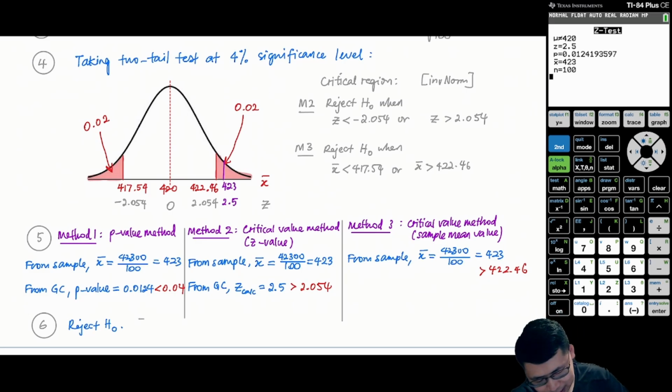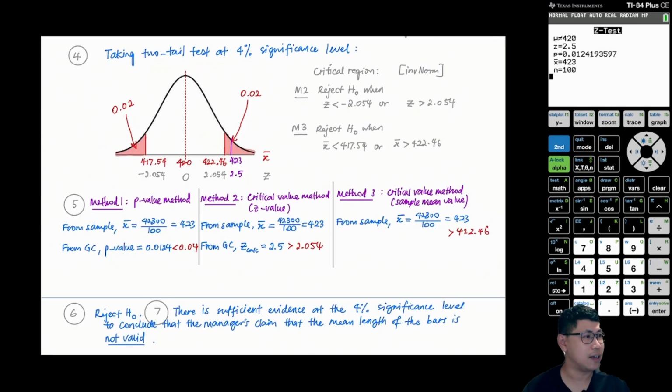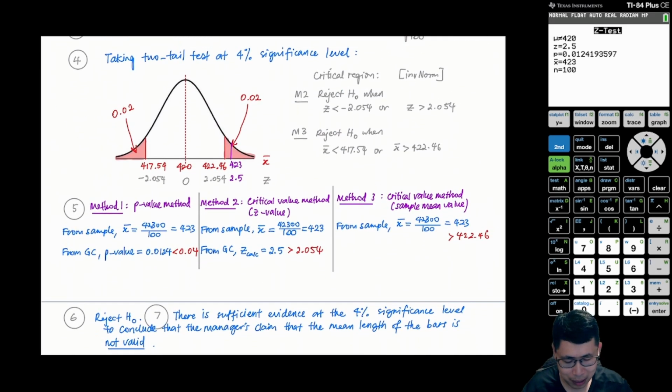And step number 7, which is to state the conclusion: because we need to reject, it is significantly far enough, so we say that there's sufficient evidence at the significance level to conclude that the manager's claim and so on and so forth. So this will be our conclusion based on the context. Because this is not true, we say that the manager's claim is not supported, or not valid. Now back to this drawing board.